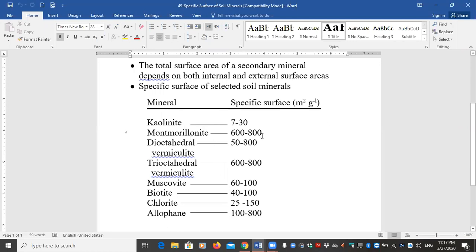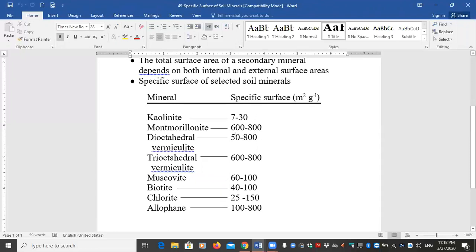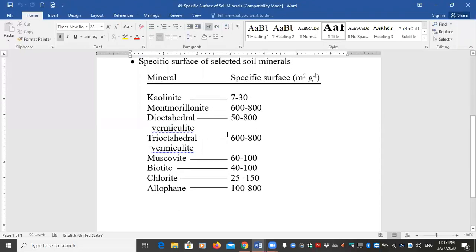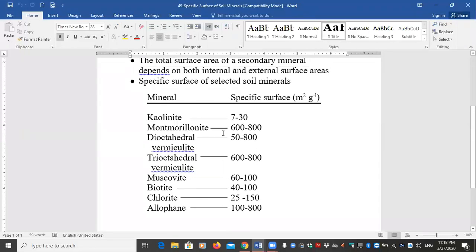Montmorillonite, 600 to 800. You can see the huge difference. This is 7 to 30 square meters per gram. This one 600 to 800. If you take 1 gram of montmorillonite, the total surface, external and internal, is close to a dunum of land, 800 square meters. You know, 1 dunum is 1,000 square meters. Some numbers even go higher than that. So you can have an idea about the specific surface area of the different clay minerals.